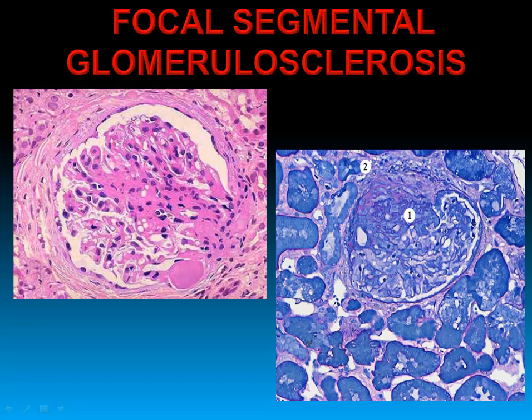Another variant is focal segmental glomerulosclerosis. It's partial replacement of some areas of capillaries with connective tissue. We can see accumulation of fibroblasts, accumulation of collagen fibers, which additionally can be detected with specific staining methods, like here. Focal segmental glomerulosclerosis is not total replacement of glomerulus with connective tissue. Only some capillaries, some capillary loops are replaced with connective tissue.